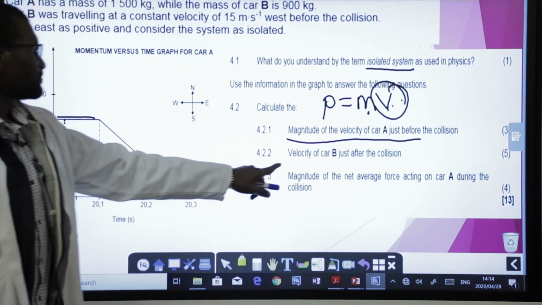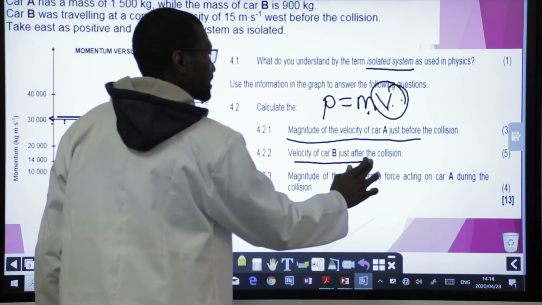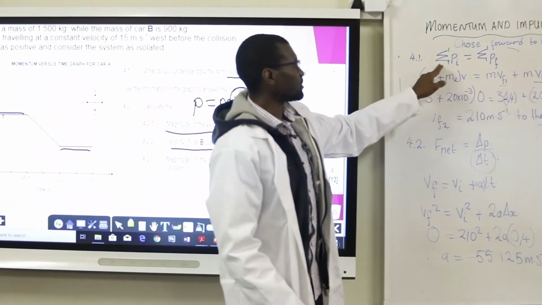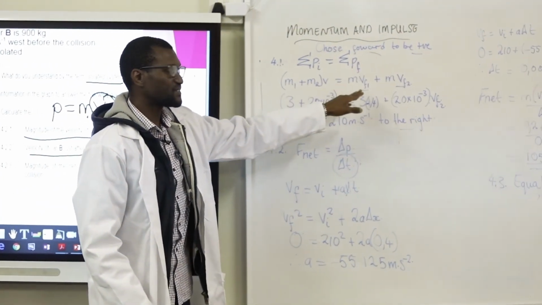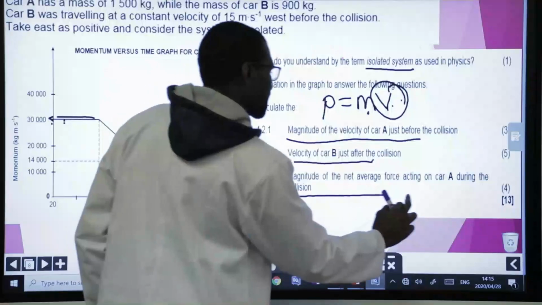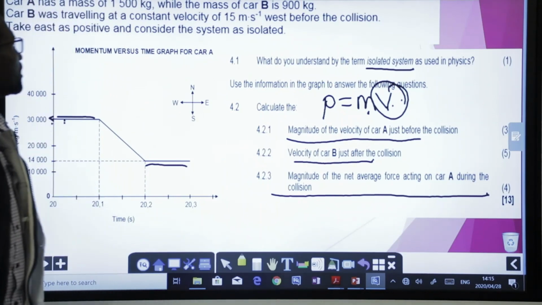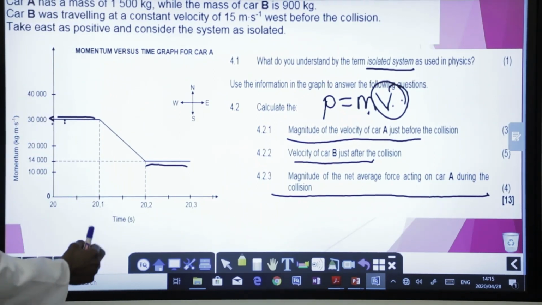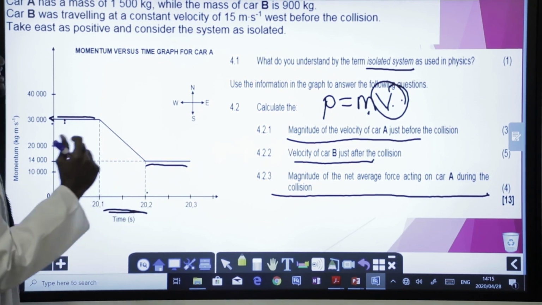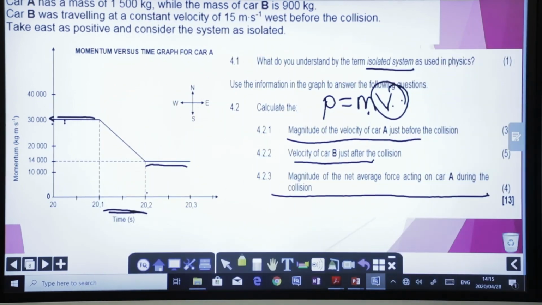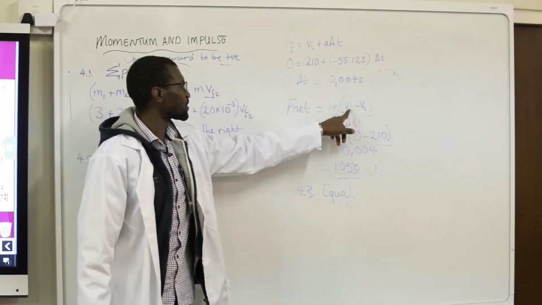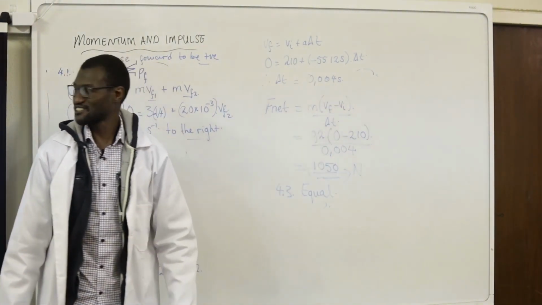That's 3 marks. And the velocity of the car B just after the collision goes through the same process as we did here. Initial momentum is equal to final momentum. And do your working out and you would find the answer. This one says calculate the magnitude of the average force during the collision, right? So we are asked to find the average force during the collision. Do we have an idea of the time? Yes, we do. If we have the idea of the time, we can calculate average force by multiplying the mass of that vehicle times the change in velocity.